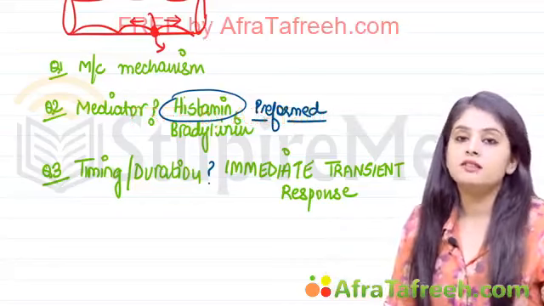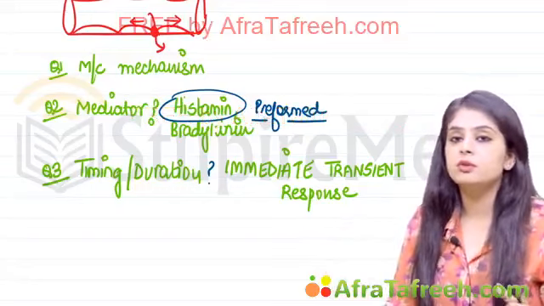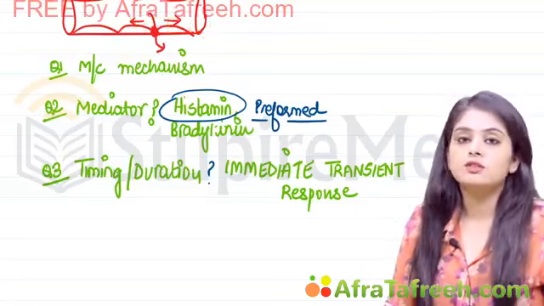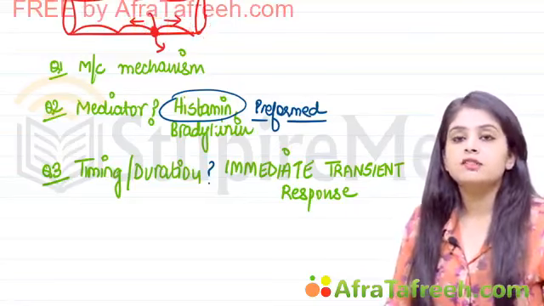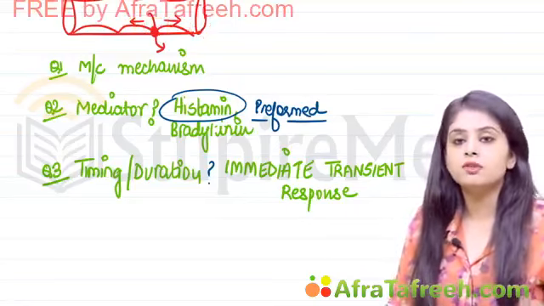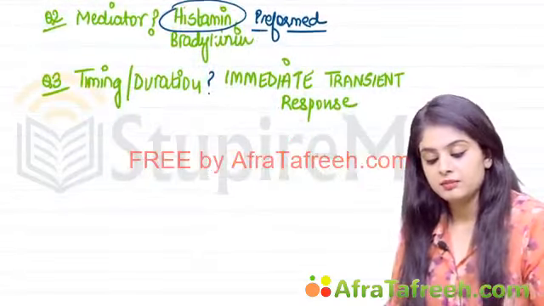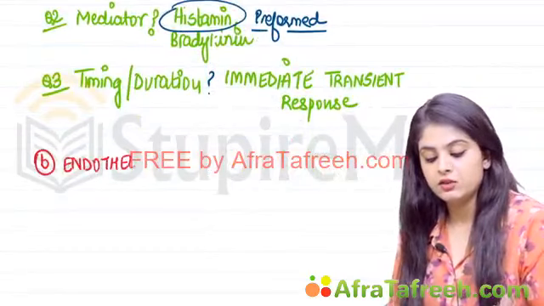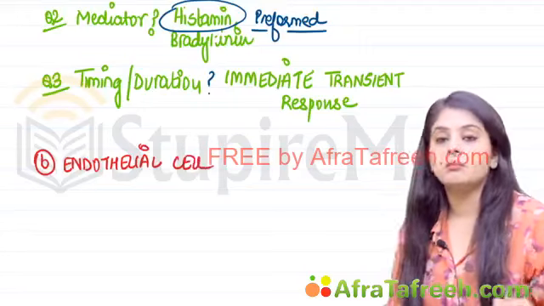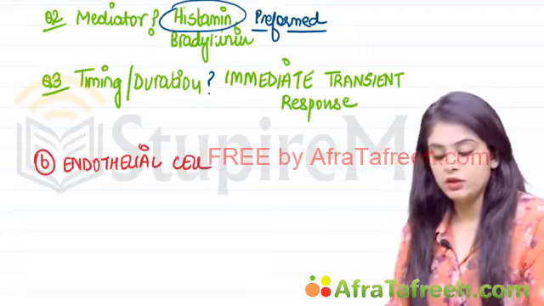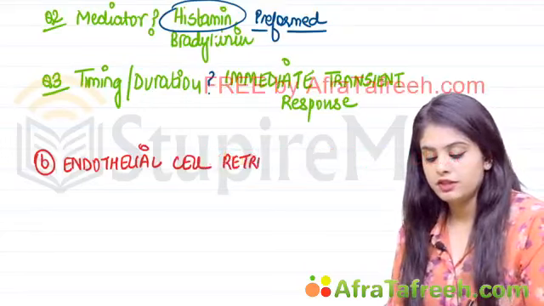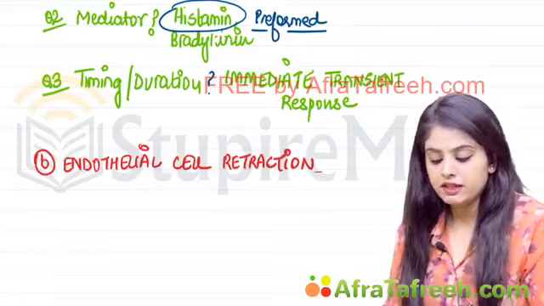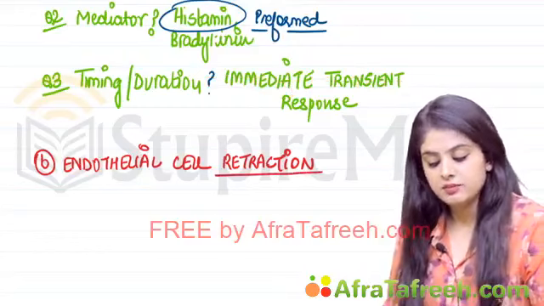Now students, there is one mechanism more which is not dealt with in many of the books in detail, but just by a change in the term, the entire answer to the question is going to change. The first mechanism was endothelial cell contraction, the most common. The second mechanism is again to do with endothelial cells, but now instead of contraction, we are going to use the term retraction. So there is only one term that has changed. Again, the same thing is going to happen.